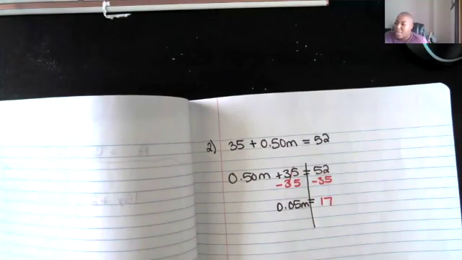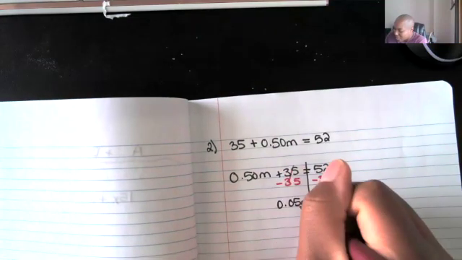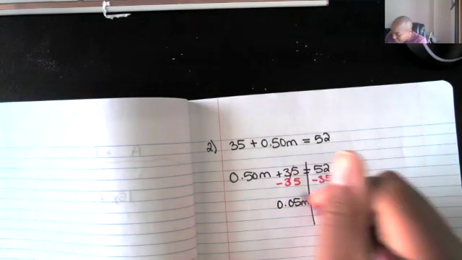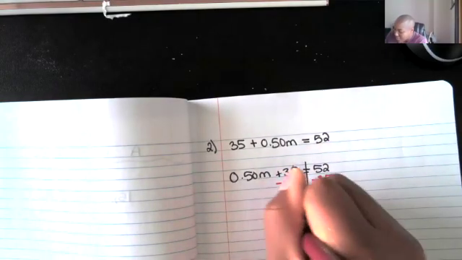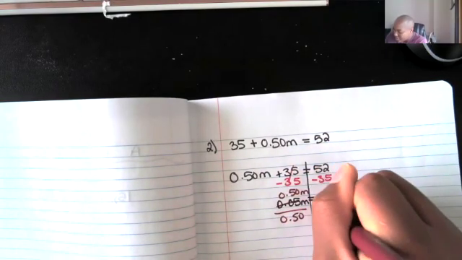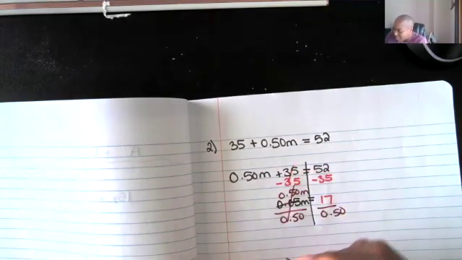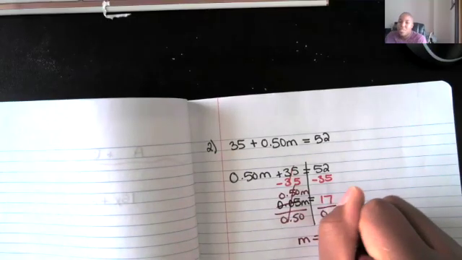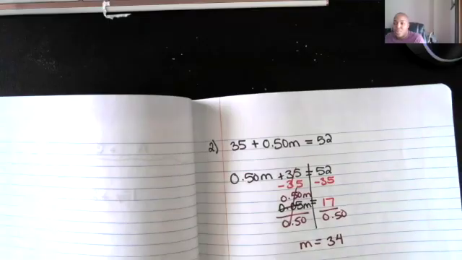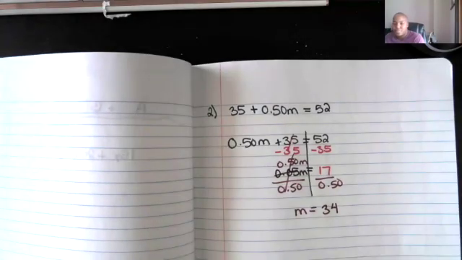Then our last step is to get the m by itself to isolate it. So we divide both sides by 0.50, I wrote this incorrectly, it's 0.50 m. So that gives us the answer for m, which is 17 divided by 0.50, which is 34. So that means Juan sent 34 text messages. And that's all you do for question 2.